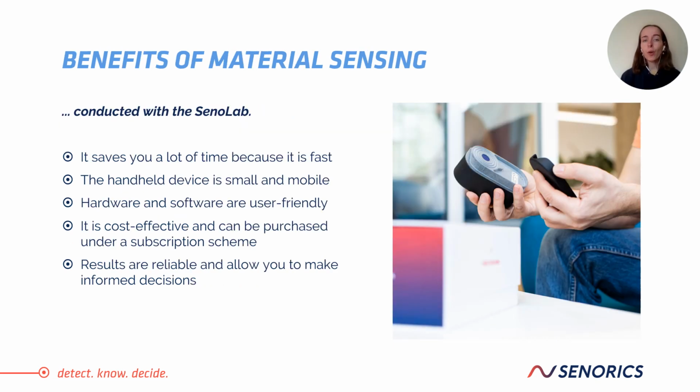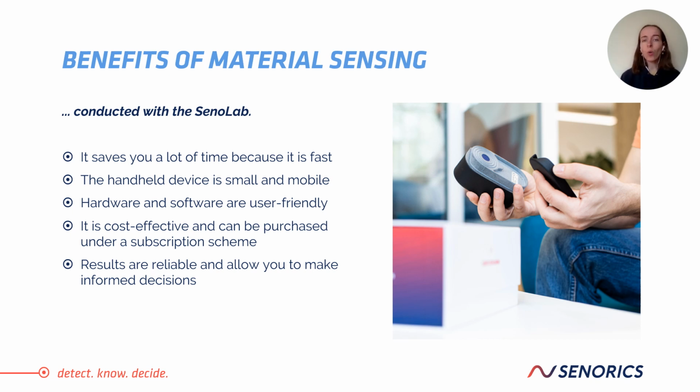Now that you have learned all about material sensing, it is time to sum up the benefits that it offers to users. Material sensing saves you a lot of time because it is fast. Measurements take only a few seconds and results are available instantly. Additionally, the Zenorix material sensing device is small and mobile. It can be used wherever you are and whenever you need it.